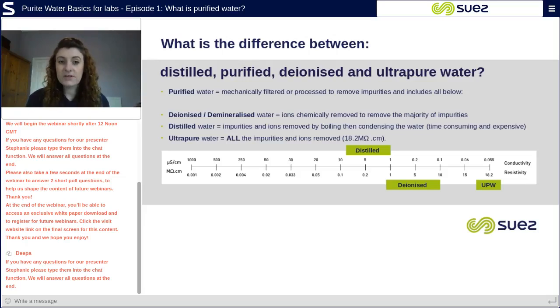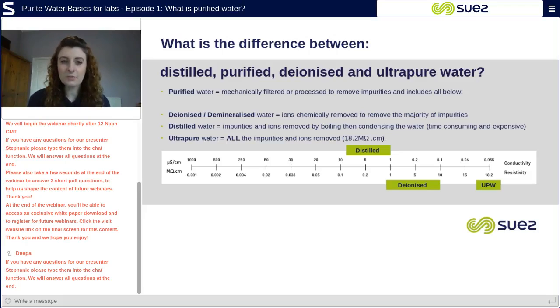Deionized water is sometimes also called demineralized water, and this is water that has had almost all the minerals removed, such as cations like sodium and calcium, and anions such as chloride and sulfate. This process is performed by ion exchange resins, which is a specialized technology, and again we will cover this in a subsequent episode for you. Deionized water is a form of purified water and has a resistivity between 1 and 10 megohms.